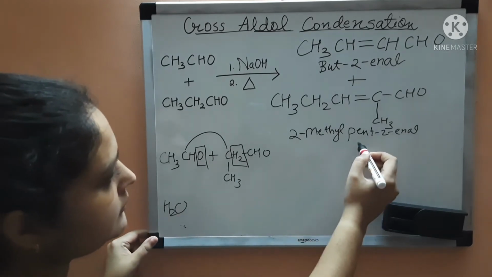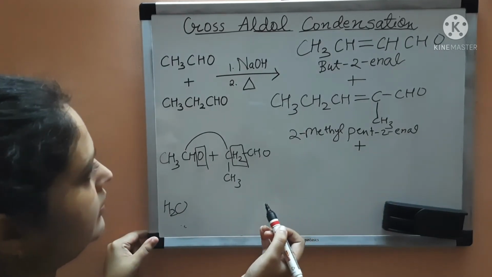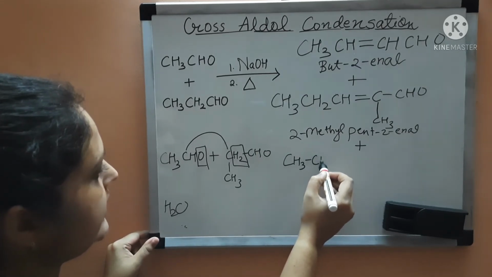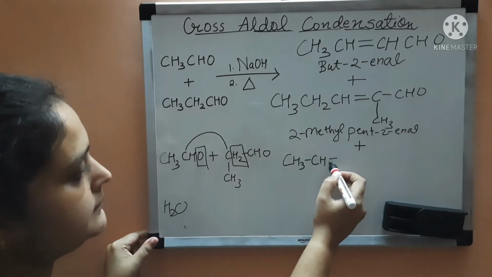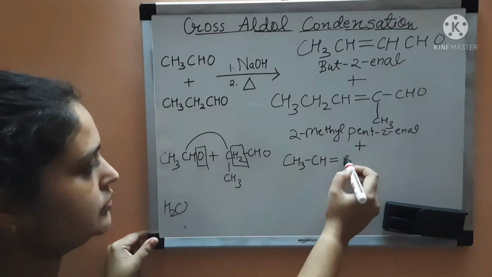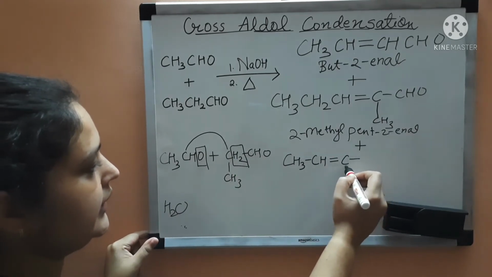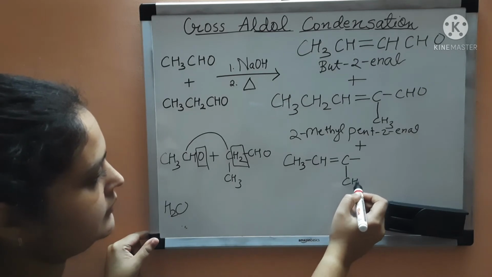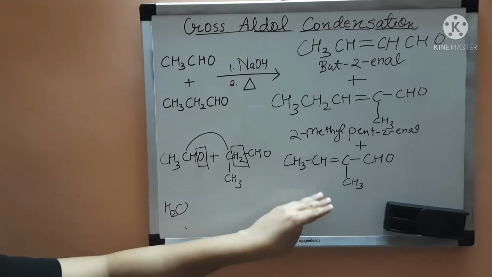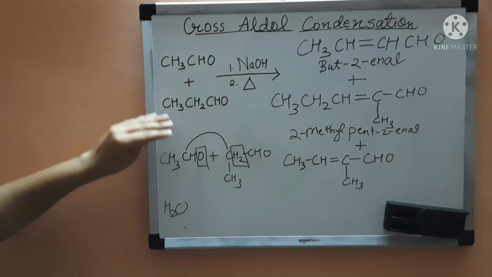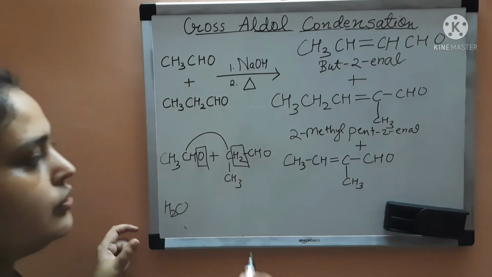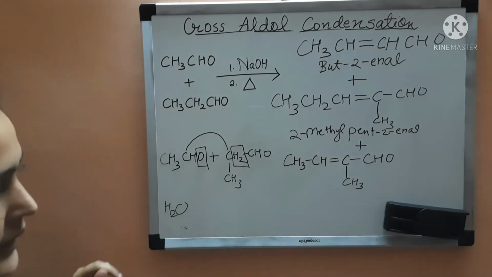Then what will be the product? CH3, CH, then carbon-carbon double bond. Then here no alpha hydrogen is left, so carbon atom, and it is attached to CH3 and CHO. So this is the product formed from ethanol and propanol, when ethanol is written first and propanol is written after that. So what will be the IUPAC name for this?